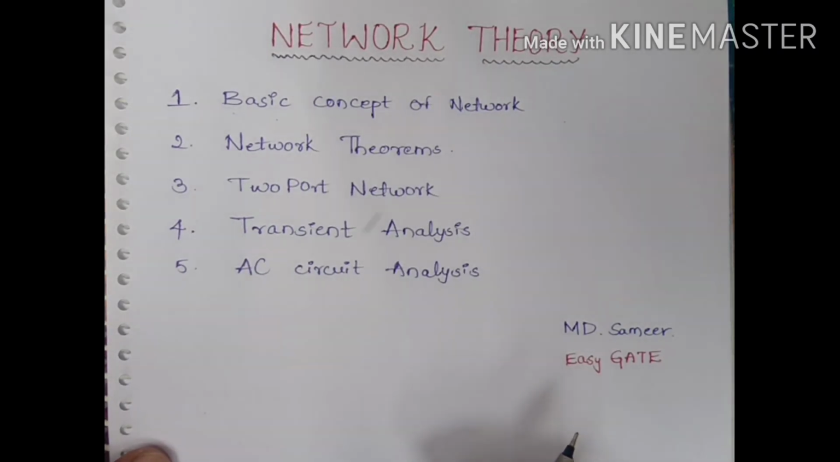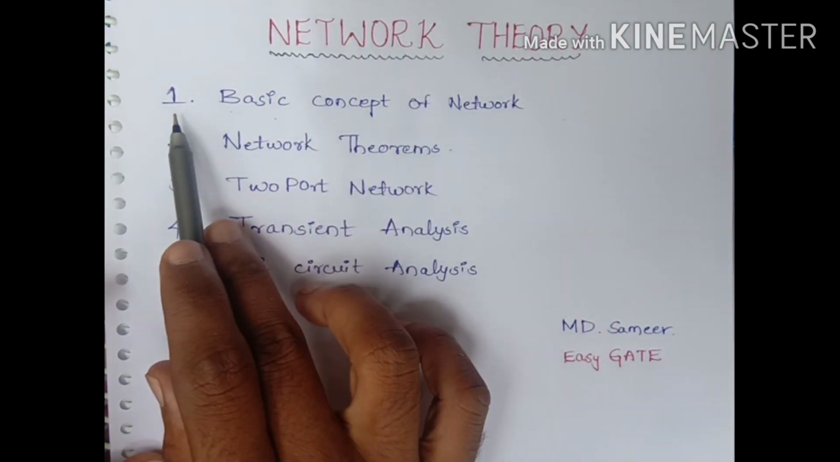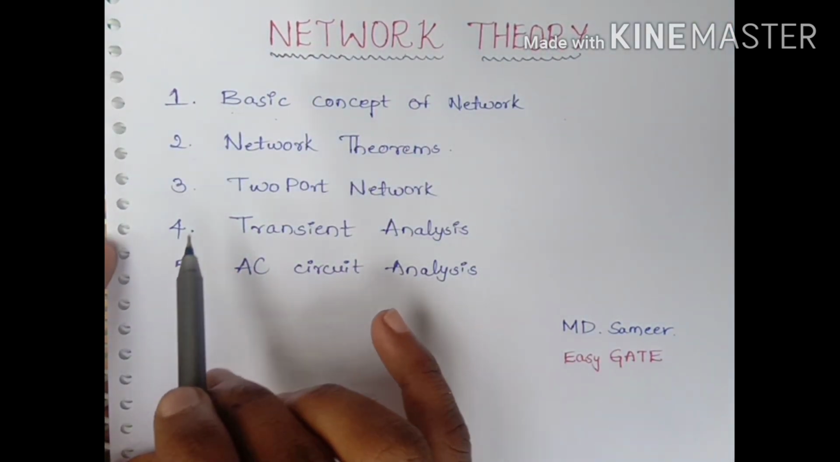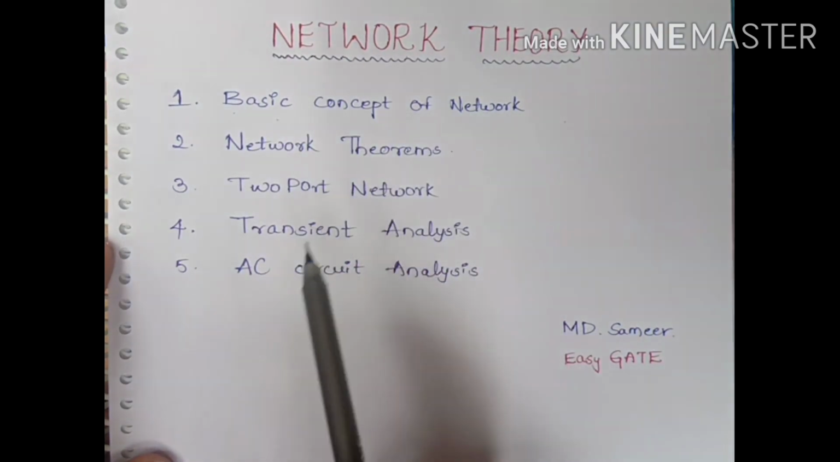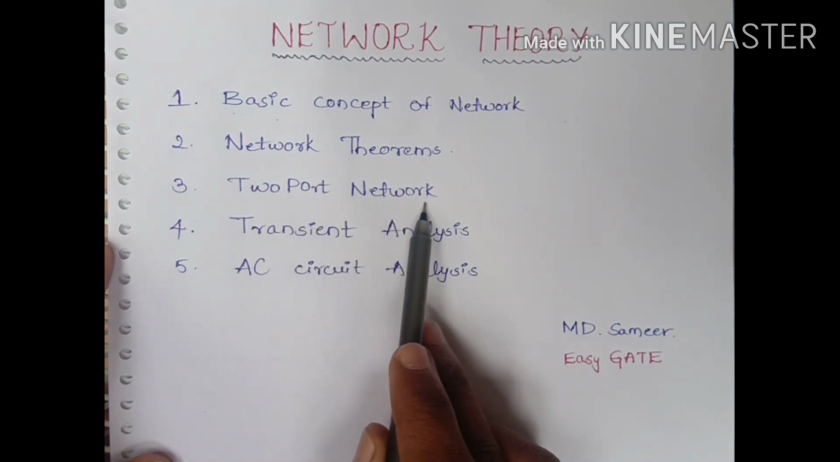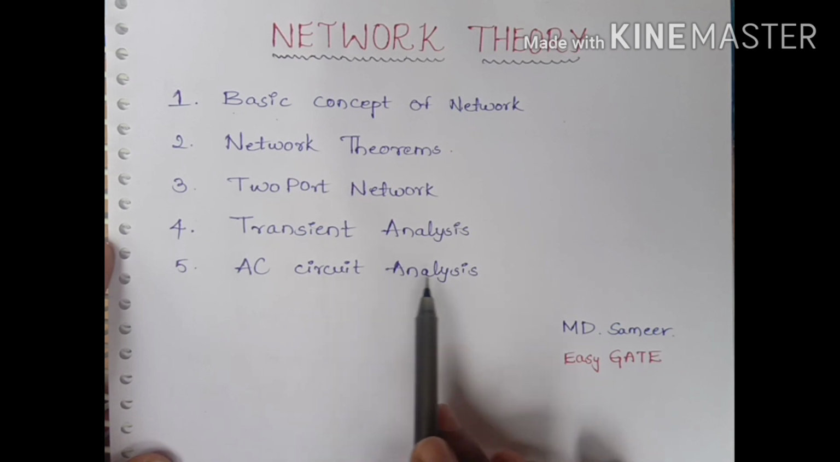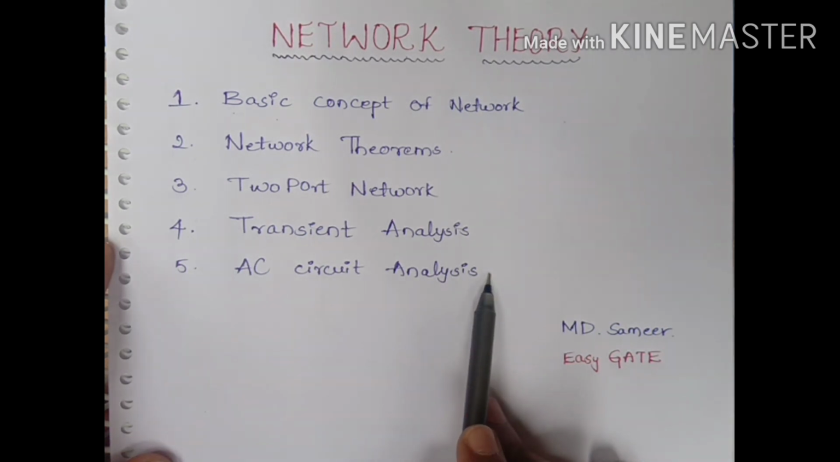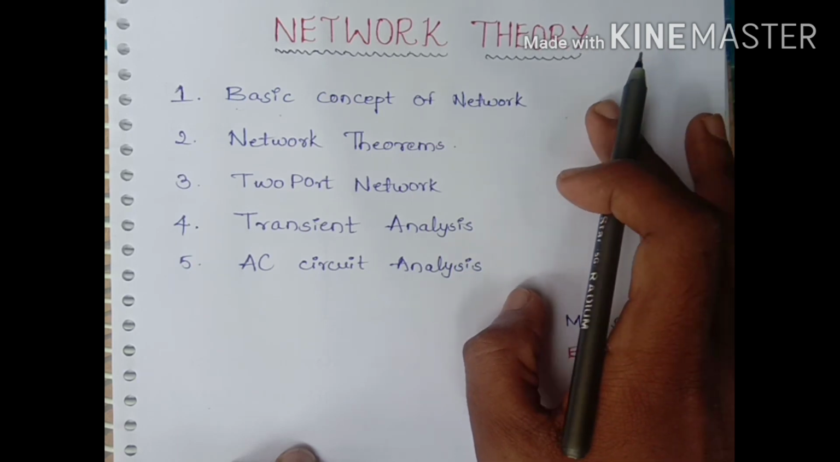Now we are going to start a complete lecture series on network theory which is related to the GATE syllabus. Basically network theory is divided into the 5 chapters. In that, first one is a basic concept of network. Second one is a network theorems. Third one is a two-port network. Fourth one is a transient analysis and fifth one is a AC circuit analysis. We will be covering all the topics related to these 5 chapters.